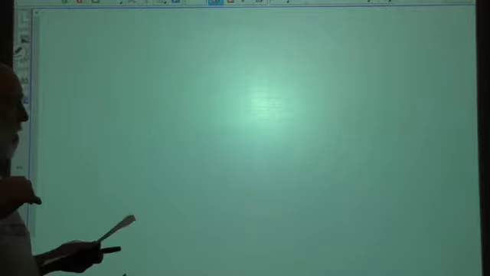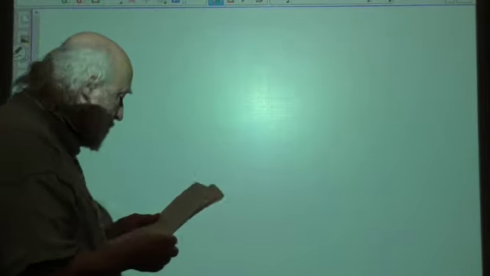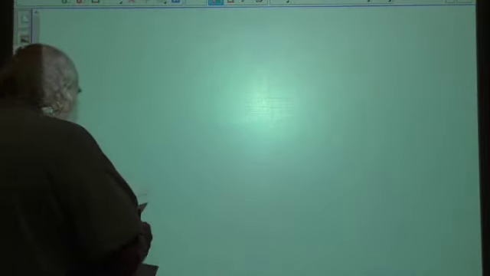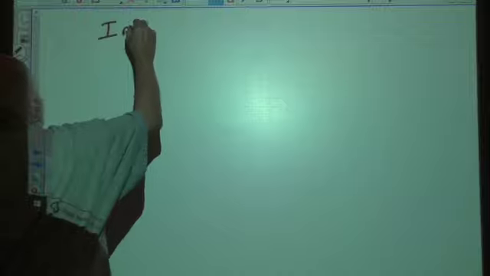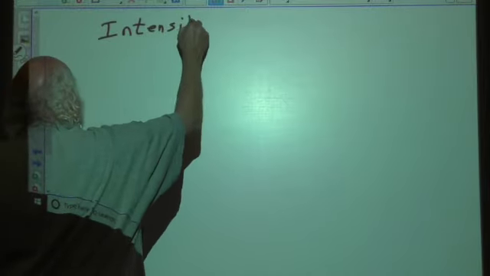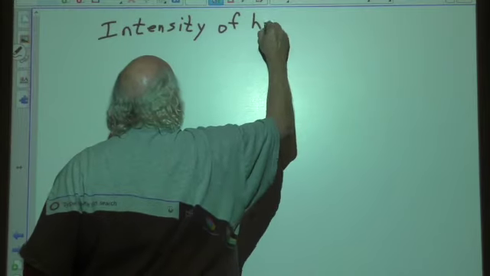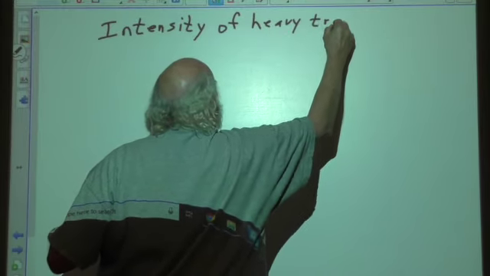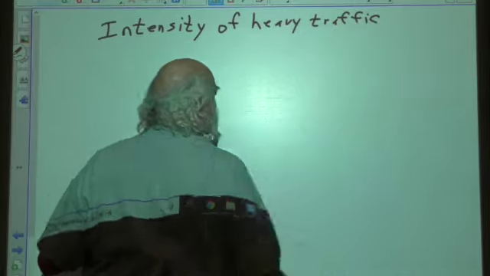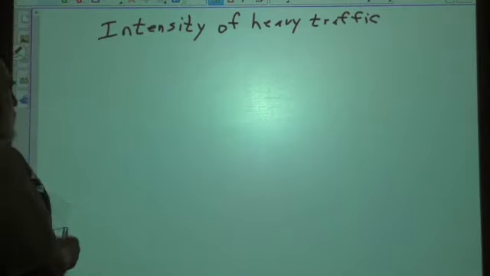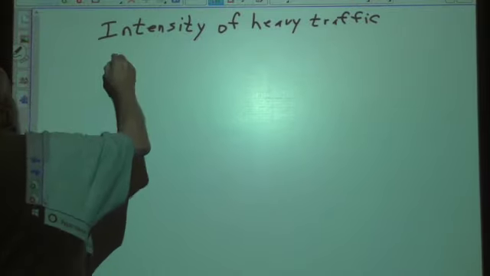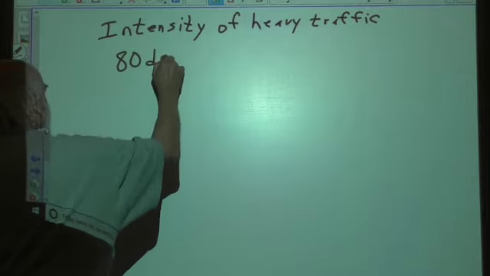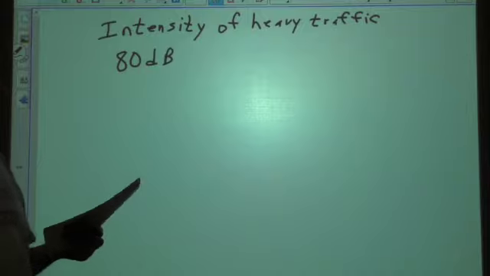So we're going to take a look at a couple examples of how we use the charts, and how we do the mathematics for this. All right, so let's suppose that we want to find out the intensity of heavy traffic. So you go to the chart on page 503. Take a look at 503. You'll find that the value they give, rounding off, for heavy traffic is 80 decibels. So we want to find the intensity for that.